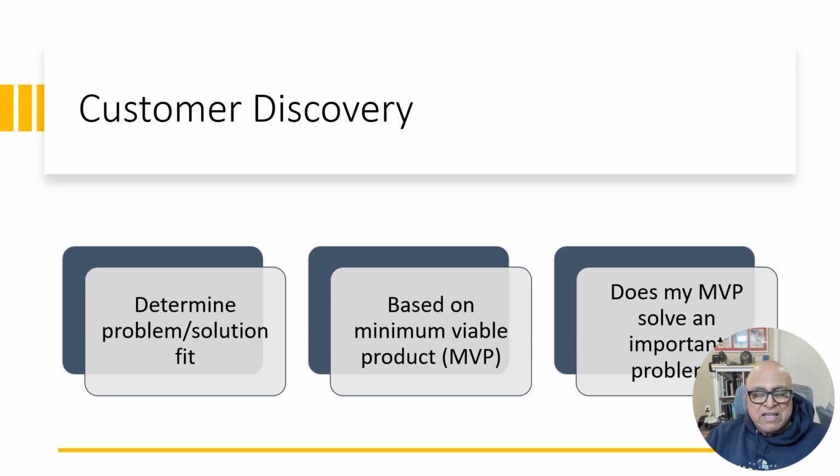And this is a version of the product that has, as it suggests, the minimum set of features that the customer is willing to pay for. Because we want to know. The only way we're going to know if we're solving the customer's problem is if the customer is willing to pay for that product. So again, we're trying to determine if our product solves this important problem that we have identified, and if the customer agrees that it solves that problem and they're willing to pay for it to solve that problem.